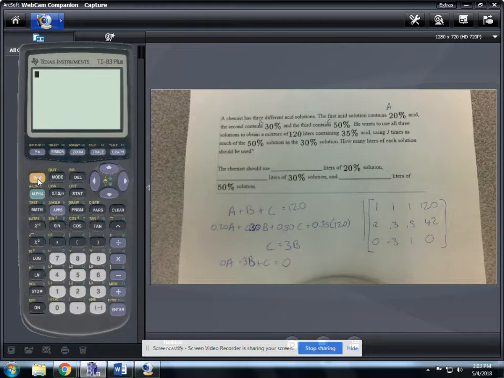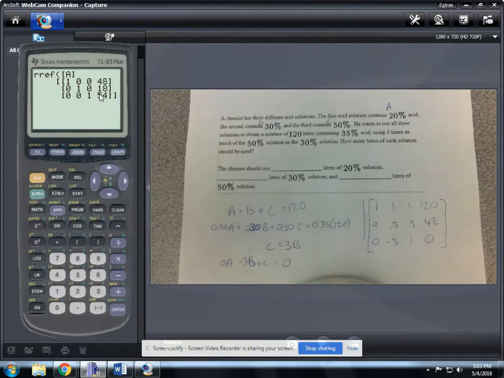You can slow this down and replay it. Go into the matrix again. I'm going to scroll over to math, and scroll all the way down to reduced row echelon form, RREF. And now I'm going to get the matrix I want, matrix A. Here's my result. So for the first solution, 48 liters, second solution, 18 liters, third solution, 54 liters.